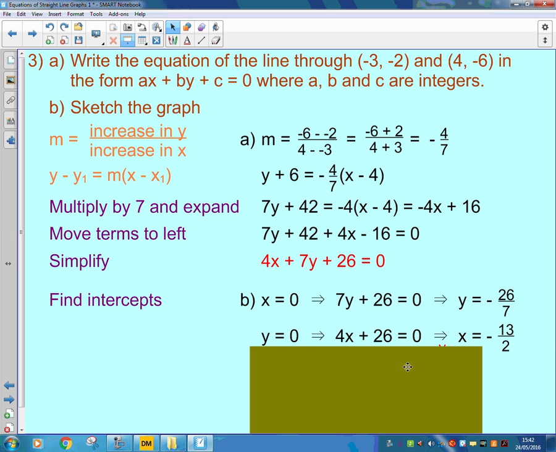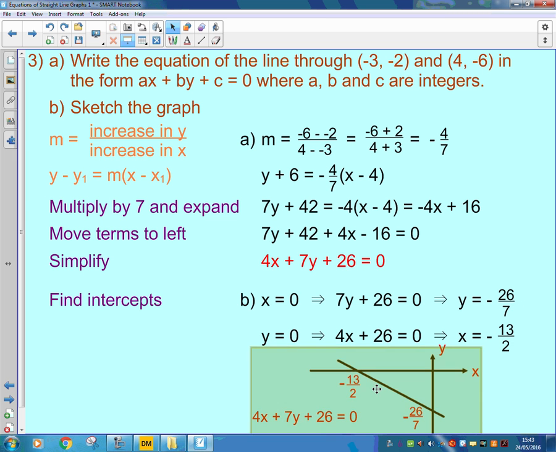And then finally the sketch, well, that's where it cuts the x-axis, that's where it cuts the y-axis, and notice that I label both those points, minus 13 over 2 where it cuts the x-axis, minus 26 over 7 where it cuts the y-axis, and the equation of a line is written down next to it as well. Okay.